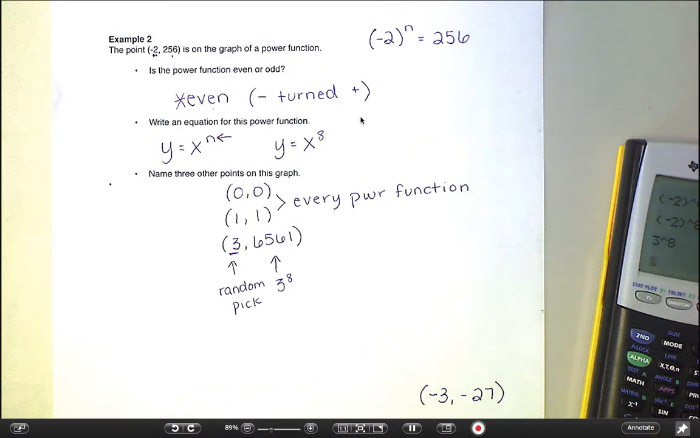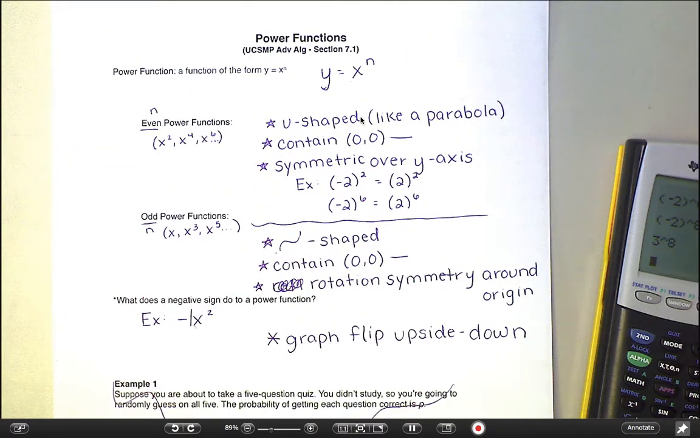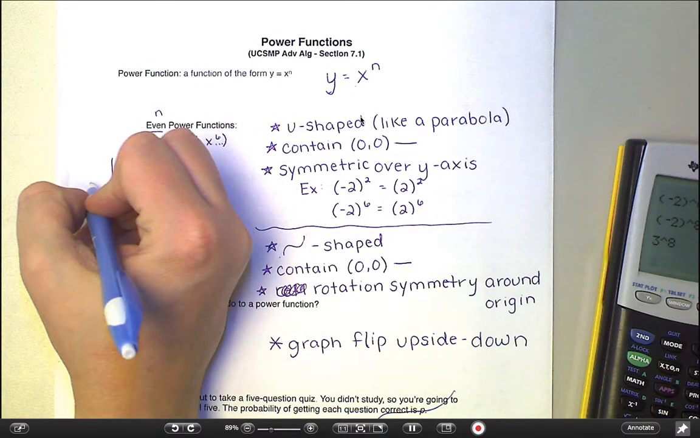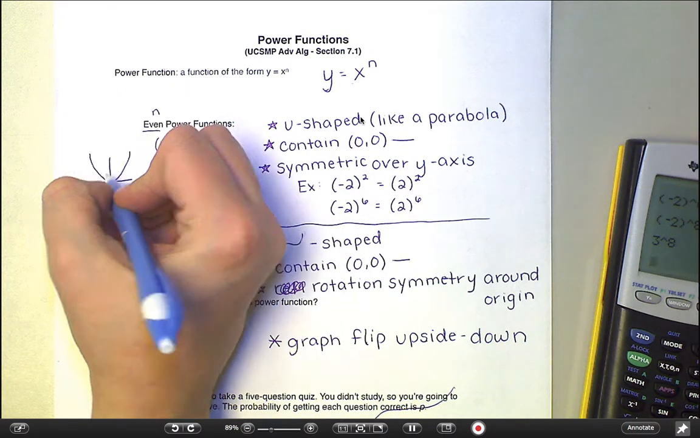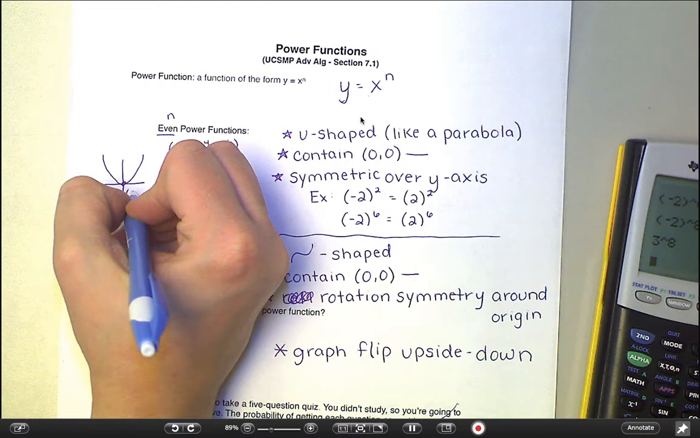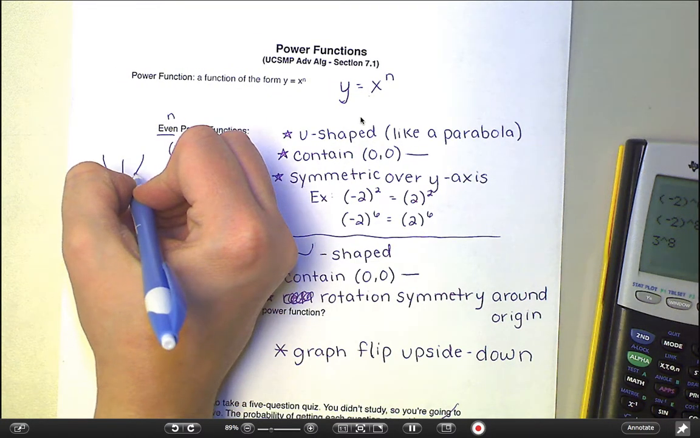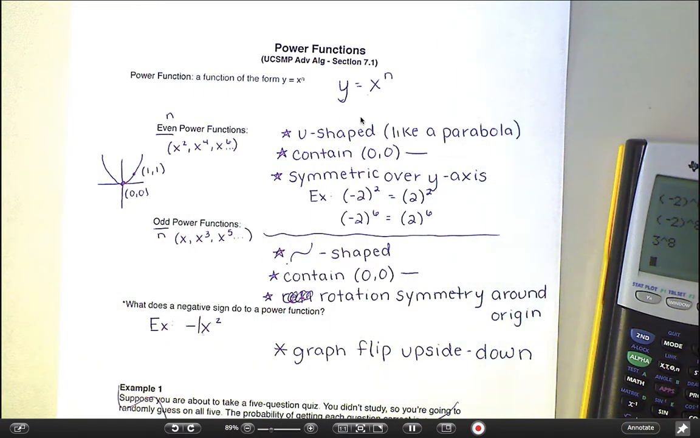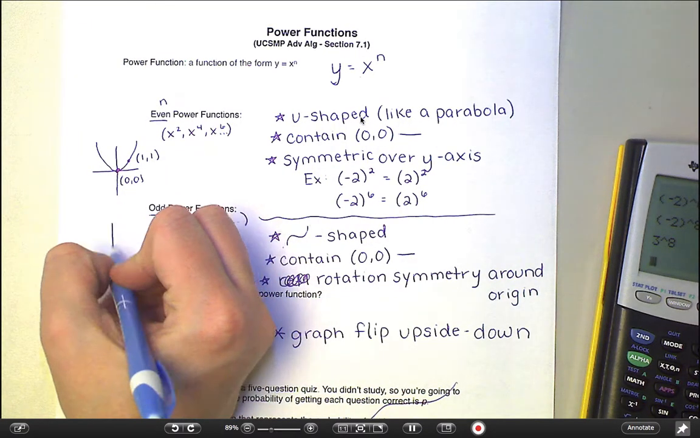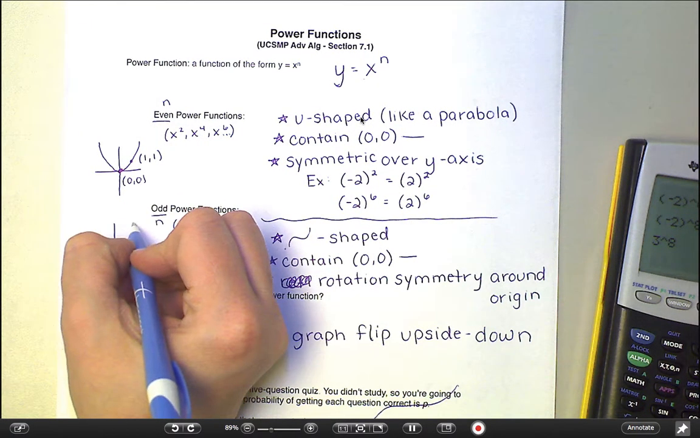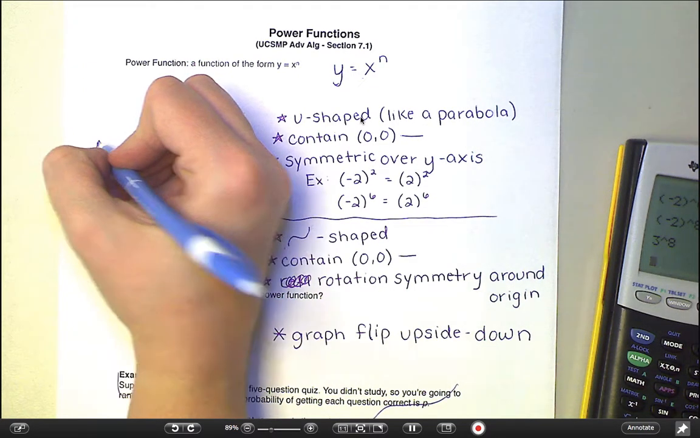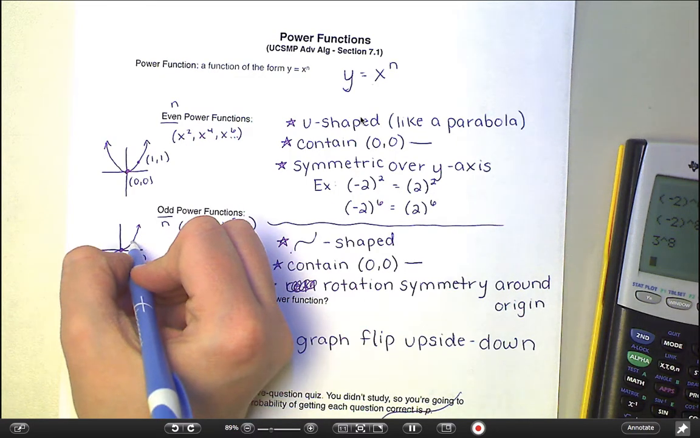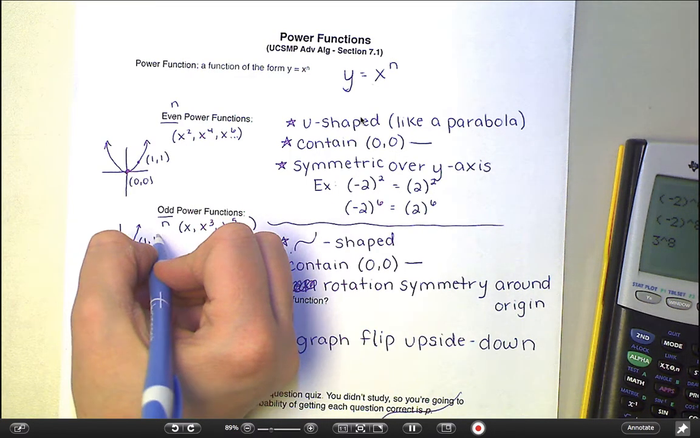One more thing I just realized that I never did because we did the graphs on Desmos. Under each of these, I would maybe just sketch this. What does this look like? Looks like this. We know that it has 0, 0. We know that it has 1, 1. Every single one of these is going to have that same general shape and those same 2 points. Odd power functions are going to look like this. Should have put arrows on these. Also containing 0, 0. Also containing 1, 1.